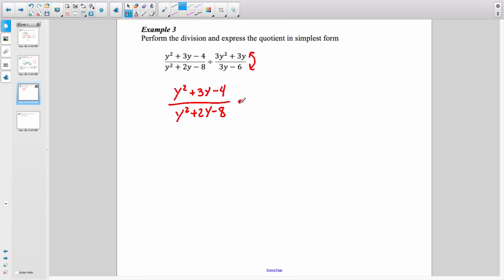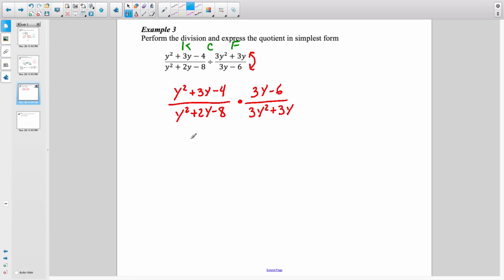Now let's change it to multiplication. And let's use the reciprocal. In other words, let's flip this fraction over. So 3y minus 6 is now on top, and 3y squared plus 3y is on the bottom. Now you might remember this from middle school, where they called this keep, change, flip. You keep the first fraction, change the operation to multiplication, and then flip the second.